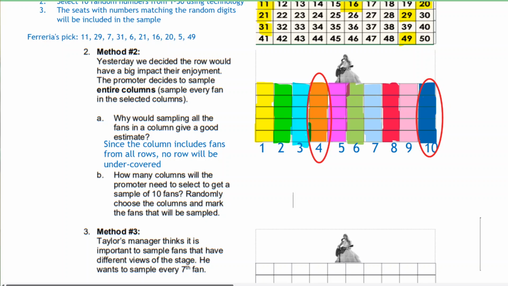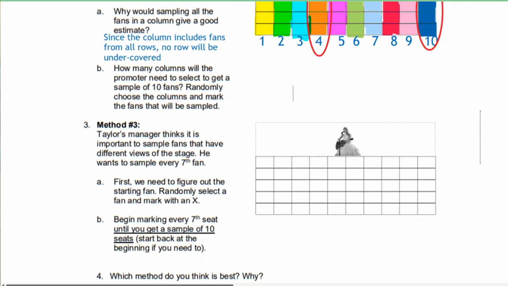So I think we're done here with method 2. Is this going to produce a good sample? I don't know. We'll see what the cluster sample dot plot looks like, and then we can decide from there. Let's take a look at method 3.